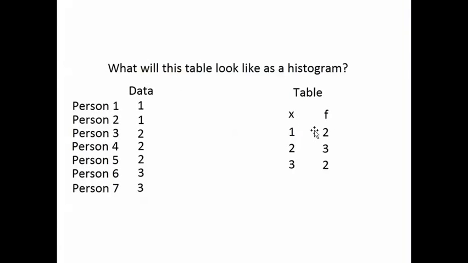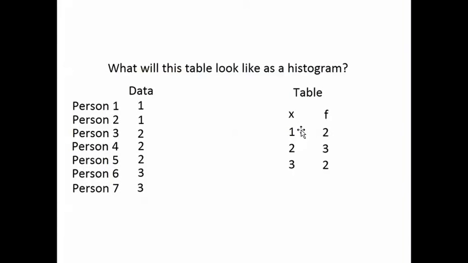This table is just showing that 2 people said 1, 3 people said 2, because we have 3 2s, and 2 people said 3, because there's these 2 answers down here. So 1 appeared 2 times, 2 appeared 3 times, and 3 appeared 2 times in this data set over here. We can change this frequency distribution table into a histogram. We just have to replace each of these numbers in the F column with a bar that shows the frequency of the value in the X column.